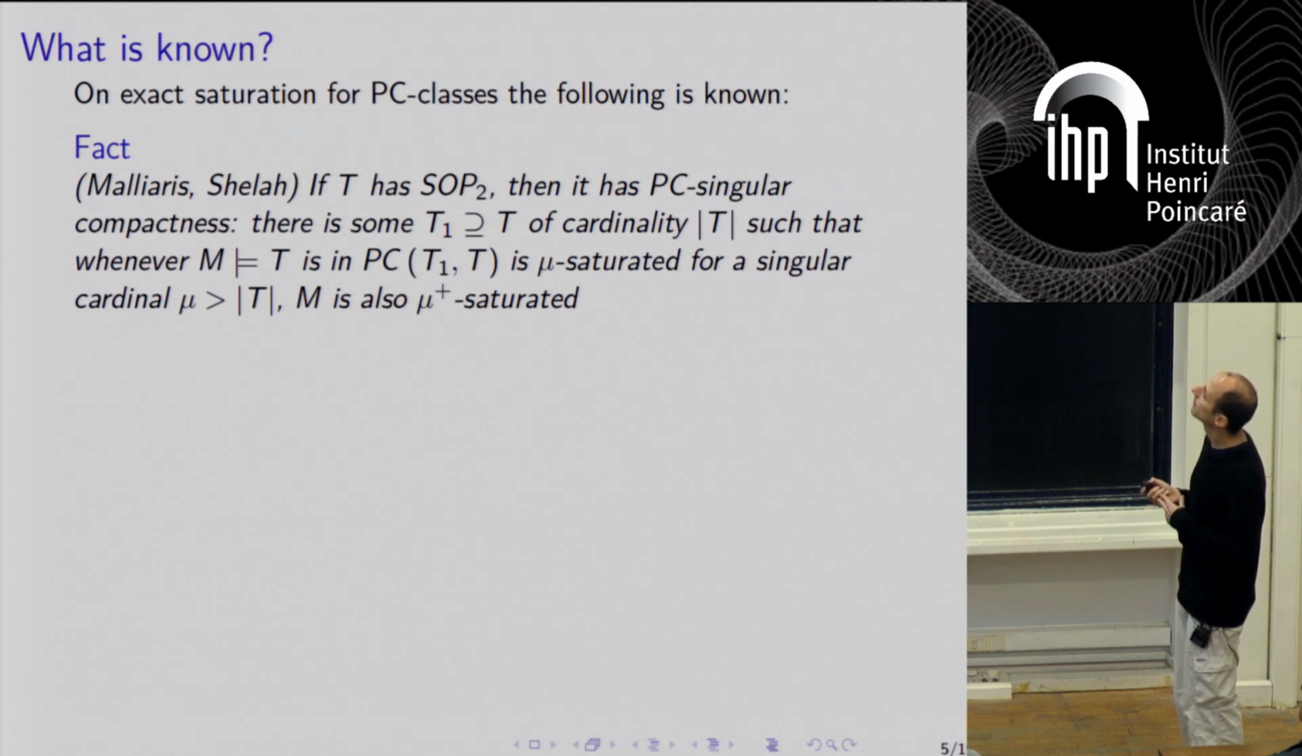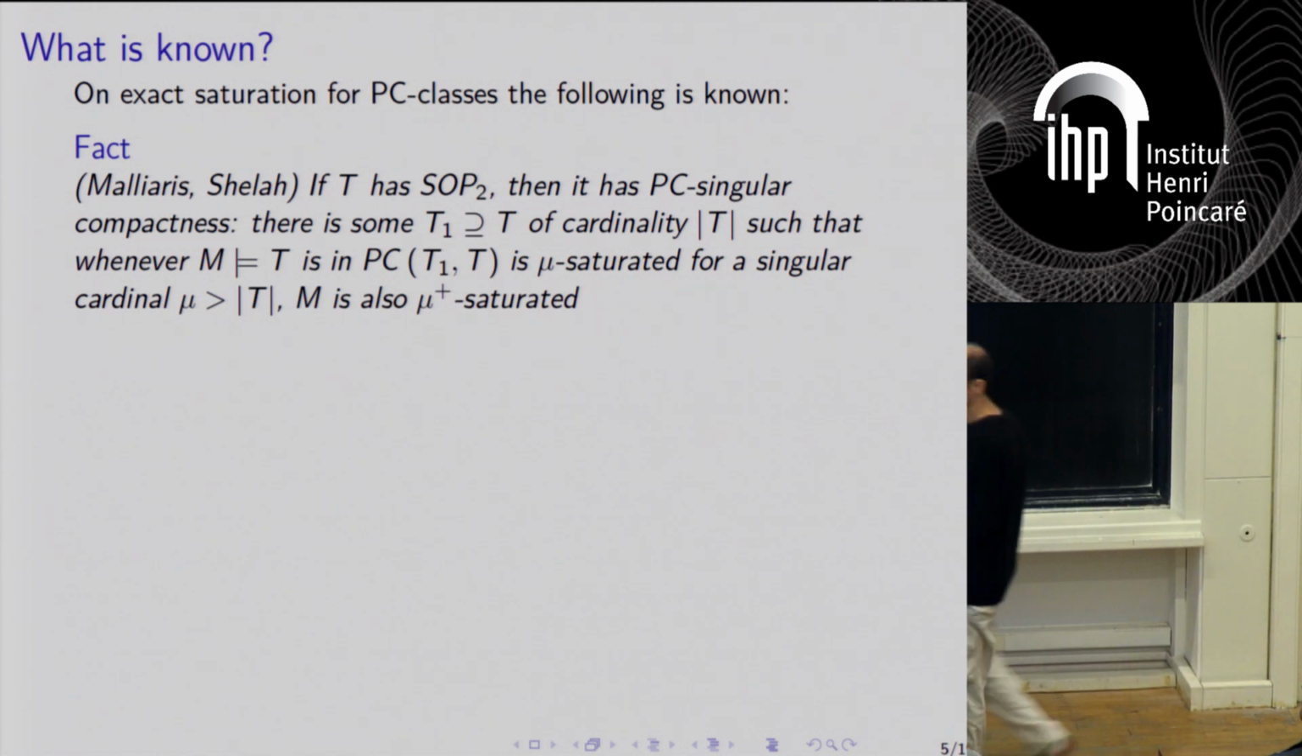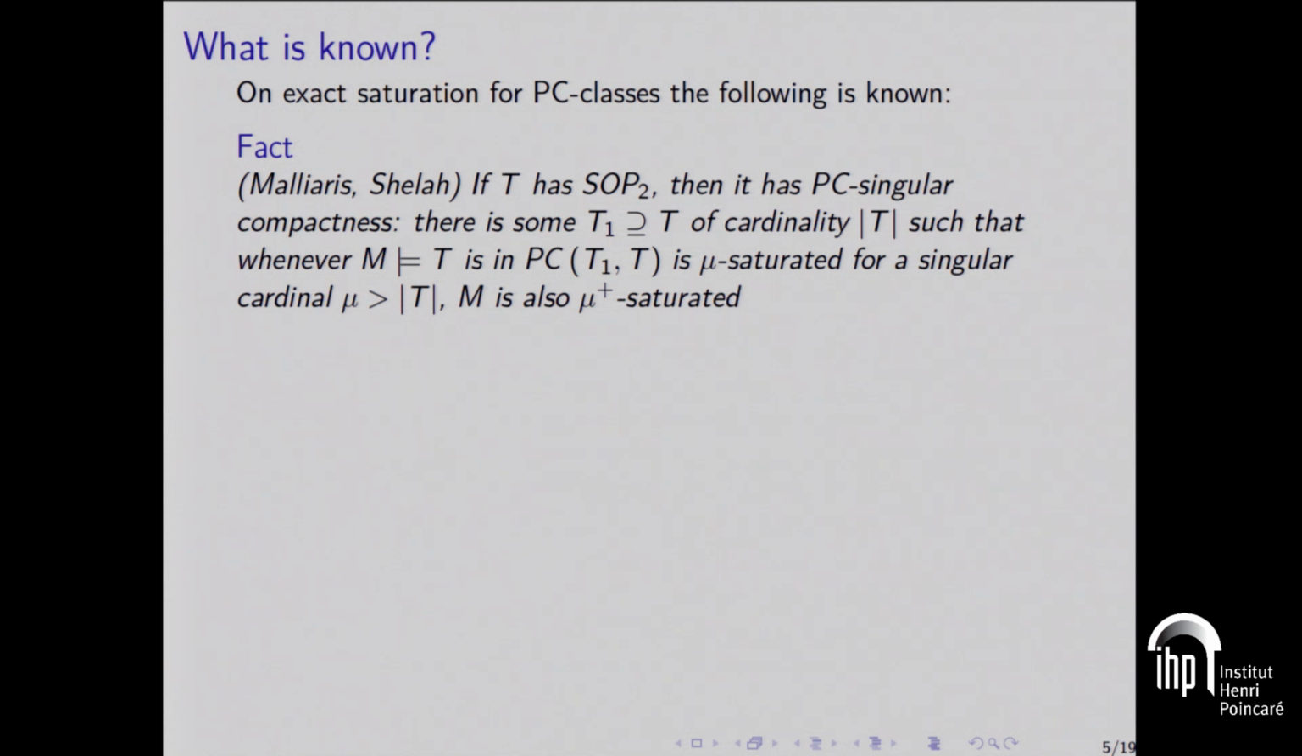Next, what about PC classes? This is work of Malliaris and Shelah. They proved a lot of results on SOP2, and in particular, they proved that SOP2 is maximal in all sorts of orders, in the Keisler order, and also in what is known as the triangle star order. The latter implies the following: if T has SOP2, then it has PC singular compactness, meaning the opposite of exact saturation. There is some T1 of cardinality |T|, such that whenever M is a model of T which can be expanded to a model of T1, if it's mu saturated, then it's also mu plus saturated, for every singular cardinal mu.